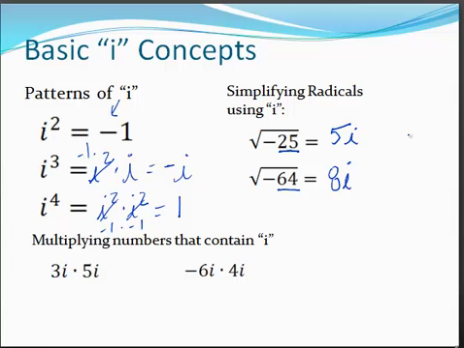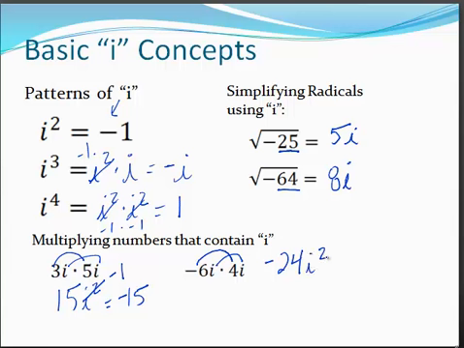Okay, you can also multiply numbers that contain i, and you do it just as if i was a variable. So you would do 3 times 5 to get 15. You would do i times i, which would be i squared. But remember that i squared we defined as negative 1, so my answer would really be negative 15. Same for this one. We can multiply negative 6 times 4 to get negative 24. i times i is i squared, and i squared is defined as negative 1, so negative 24 times negative 1 is just 24.